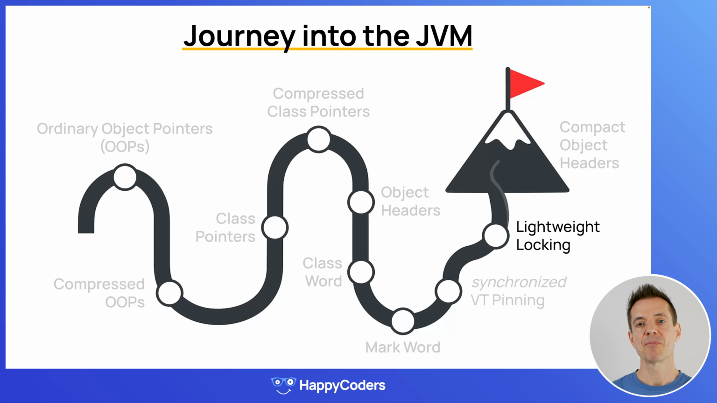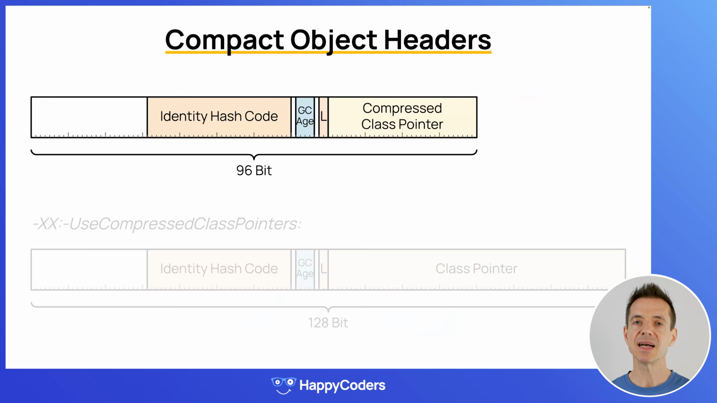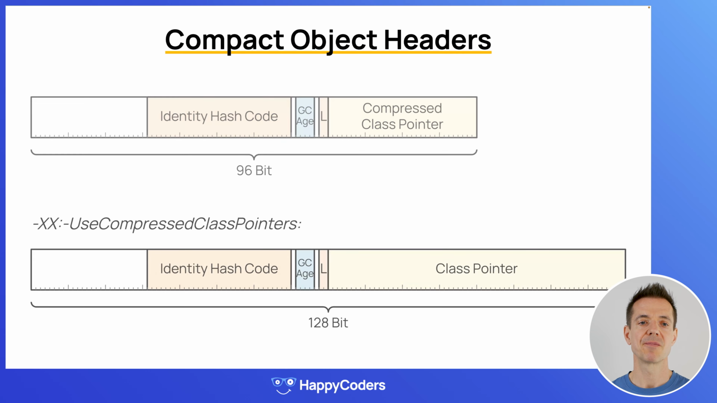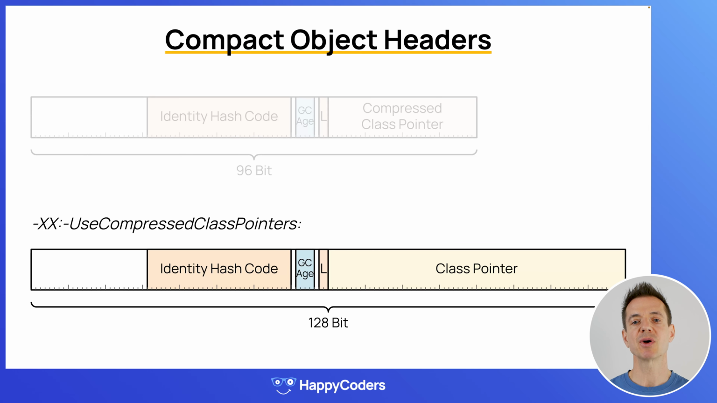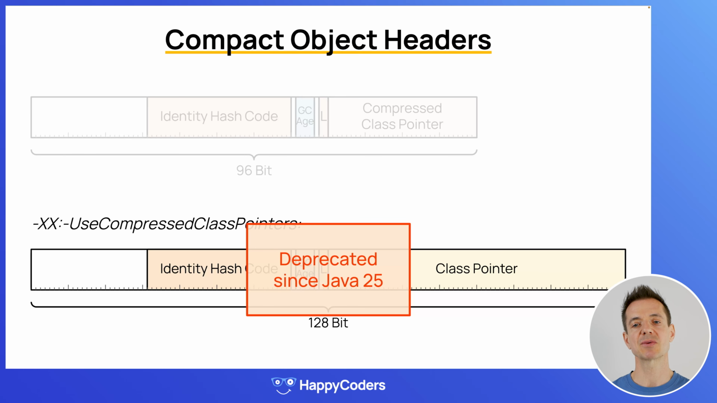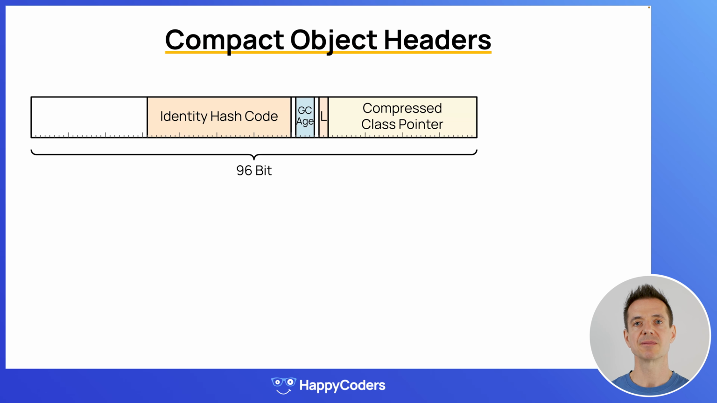That was lightweight locking. It makes the mark word essentially immutable. And this opened the door for the Project Lilliput team to make the header more compact, without having to account for temporary overrides caused by synchronized locking. And that brings us to the highlight of the journey: compact object headers. As a reminder, currently the object header is usually 96 bits in size. With disabled compressed class pointers, it's even 128 bits. But since this option has been deprecated since Java 25, we won't be considering it any further.